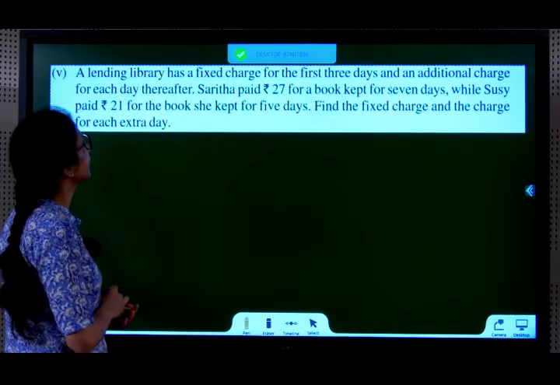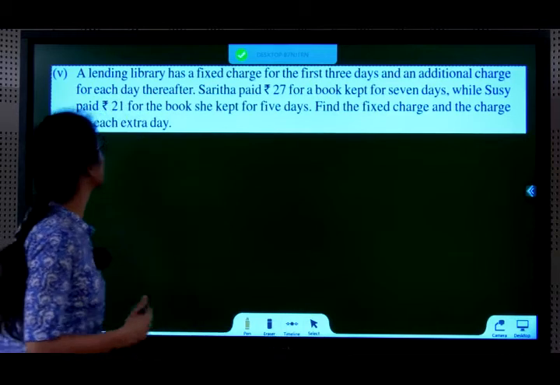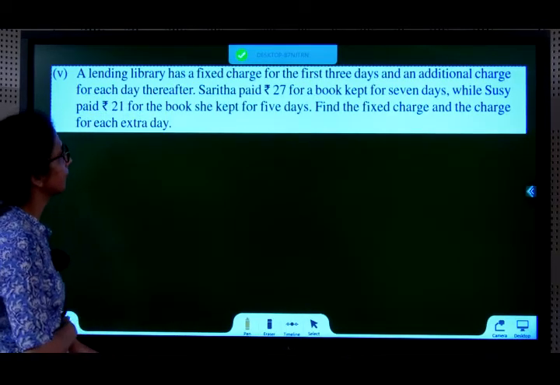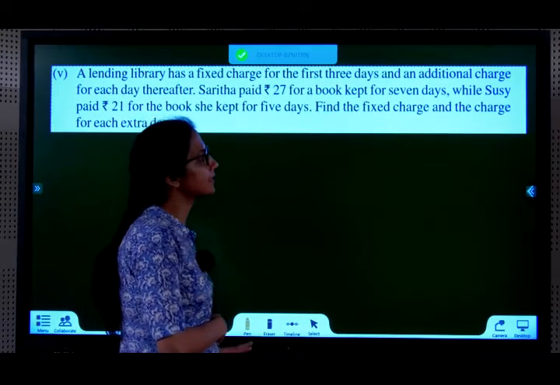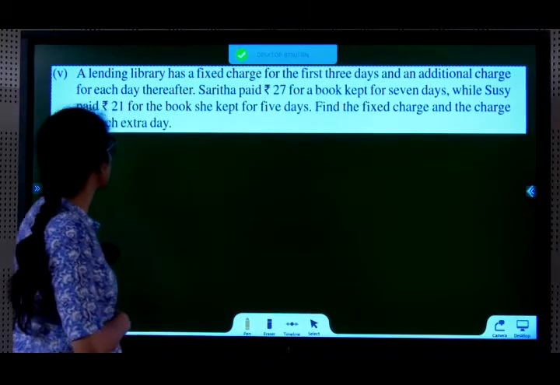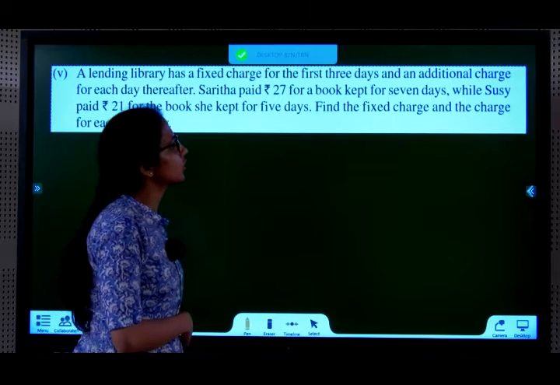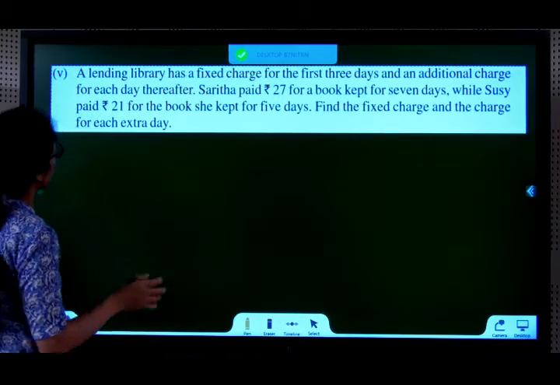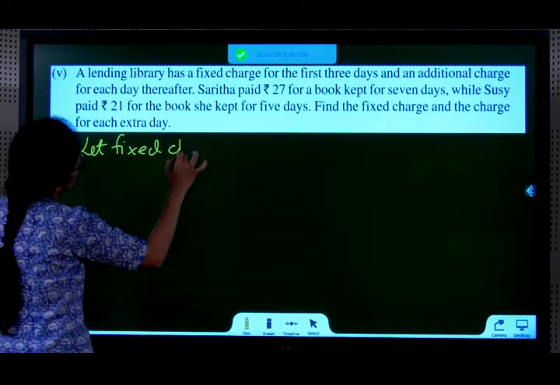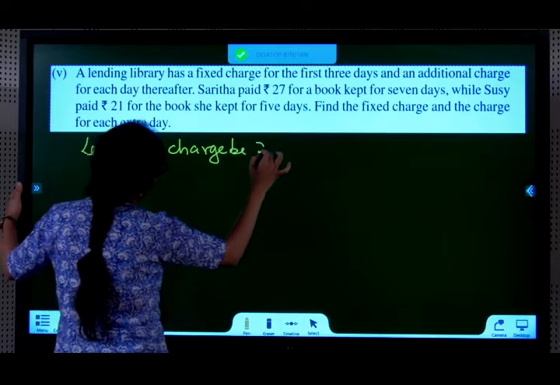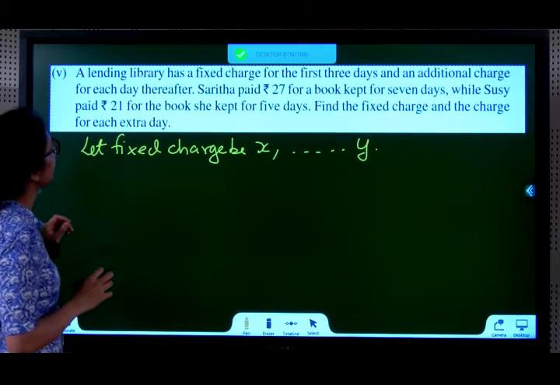Question 5. A lending library has a fixed charge for the first 3 days and an additional charge for each day thereafter. Sarita paid 27 rupees for a book kept for 7 days, while Susie paid rupees 21 for the book kept for 5 days. Find the fixed charge and the charge for each extra day. So first let the fixed charge be x and charge per extra day be y. Okay, now let's take it one at a time.